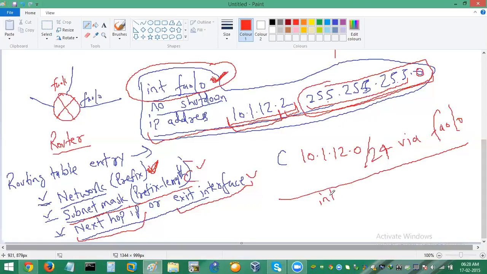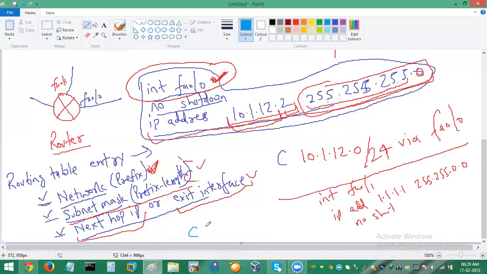Now, next, let's say this FA0/1. You went to interface FA0/1 and you said the IP address is going to be 1.1.1.1 and 255.255.0.0, and no shutdown. This will make another entry into the table, and that entry will be C, 1.1.1.1, and the way I have assigned the mask was 255.255.0.0. That means 8 plus 8, 16 bits.